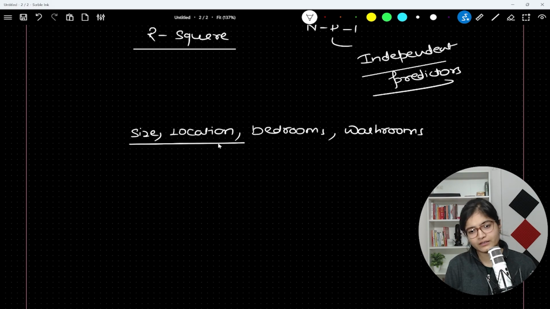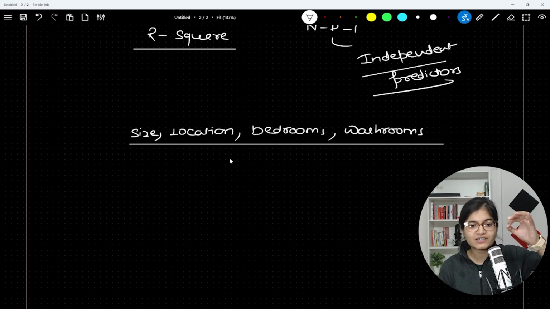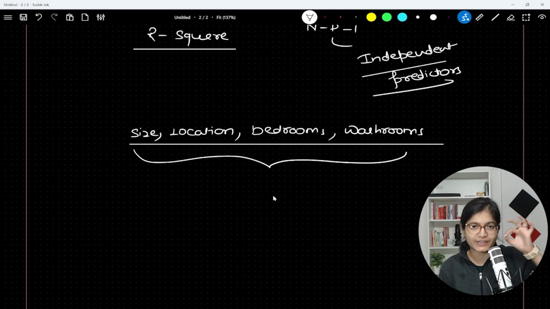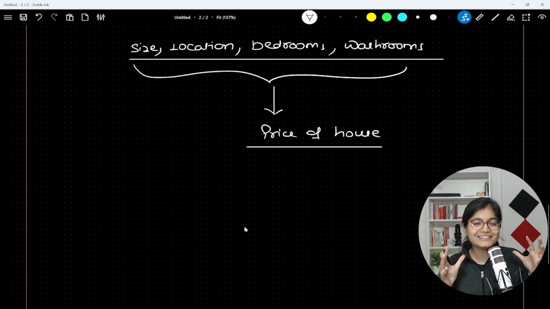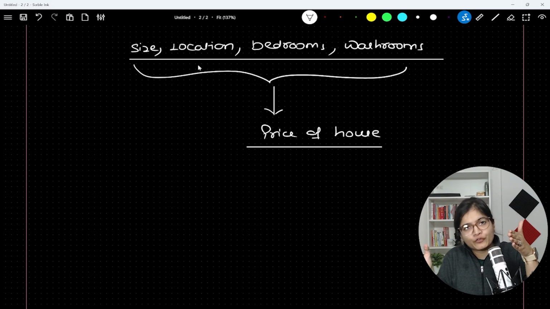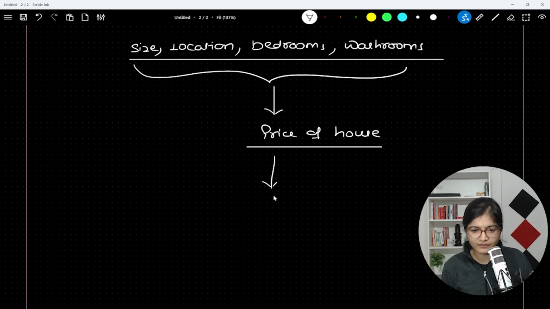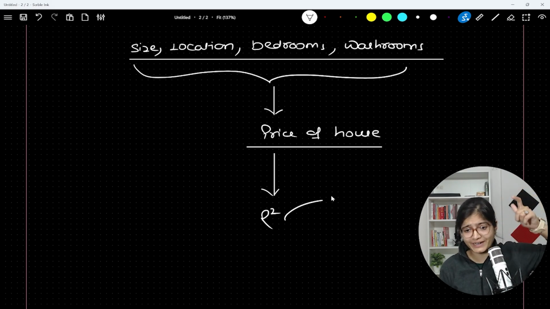What you will be observing is that all these features are very important and crucial factors in order to predict the price of the house. These features will genuinely help my model get a better prediction of the house, right? And whenever you increase the number of independent features, you know that the value of R square will also increase.